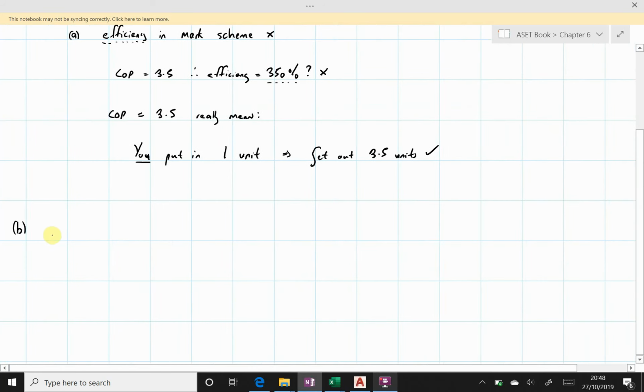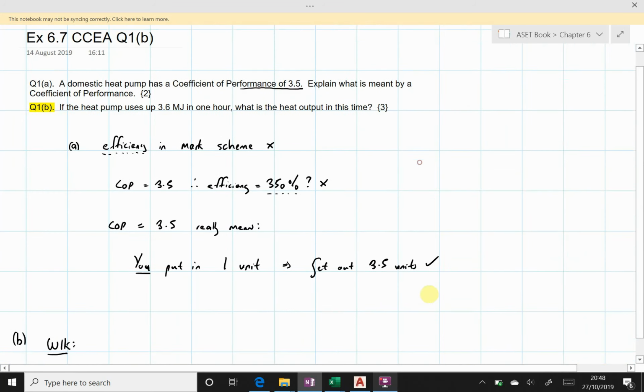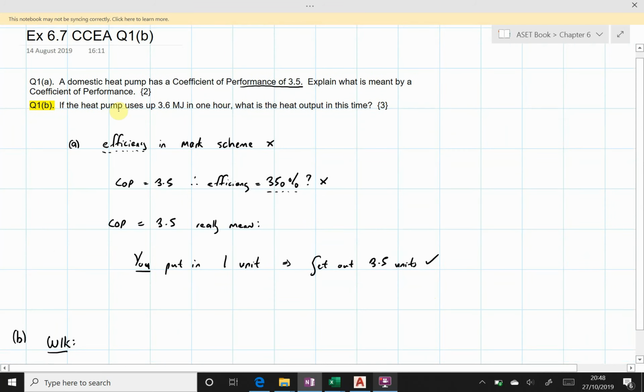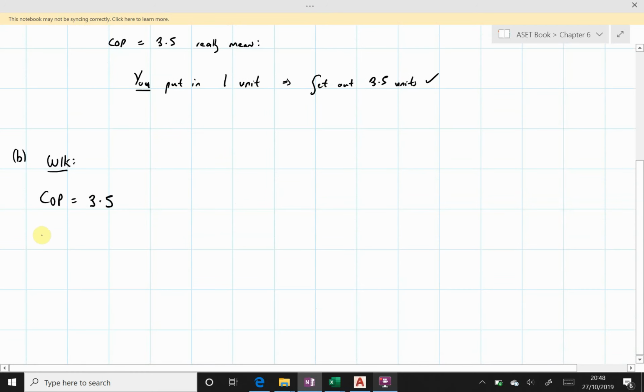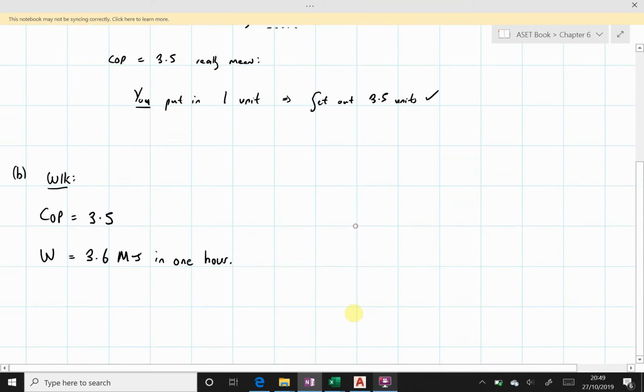Just want to make that clear. Now, in terms of what I know then for part B, we of course know that the COP does equal 3.5. Again, there's no units there. And we're also told, much like the previous question 8, the heat pump uses up 3.6 megajoules in 1 hour. And of course that represents W. And again, that is in 1 hour. And that'll be important at the end of the question.